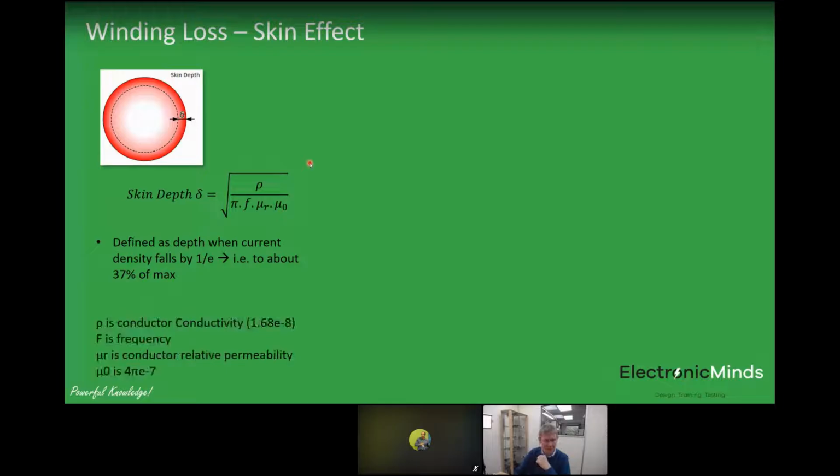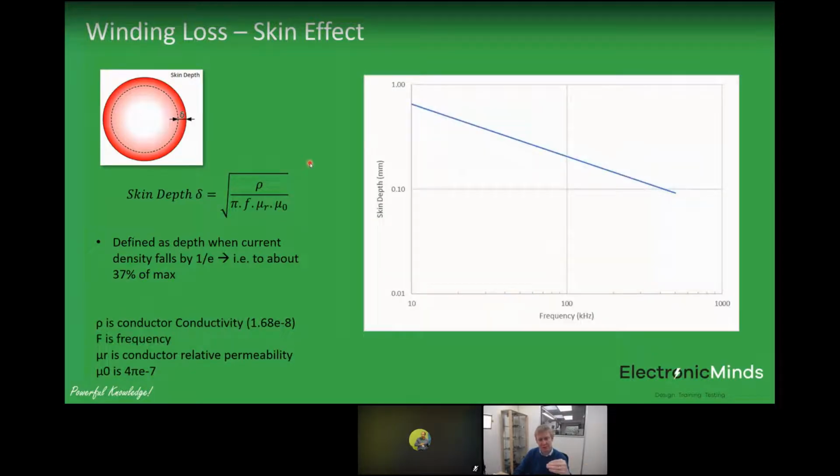And in copper, I think I've worked it out. Yeah, so in copper, you can work that out and you get this expression, this curve here, where you can plot copper skin depth as a function of frequency. And at 100 kilohertz, I'm using 100 kilohertz because that's a common operating frequency for many converters.